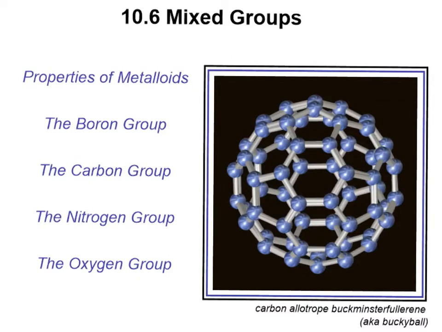Hello and welcome to this section about the periodic table that deals with the mixed groups. So there are groups that have metals and nonmetals, or metals and metalloids. We're going to look first at properties of metalloids. Then we'll take a look at the boron group, then the carbon group, the nitrogen group, and the oxygen group.